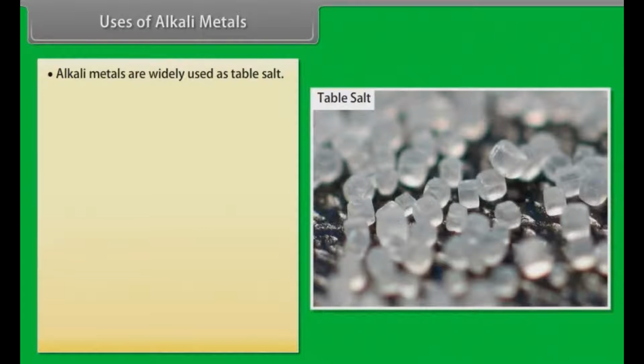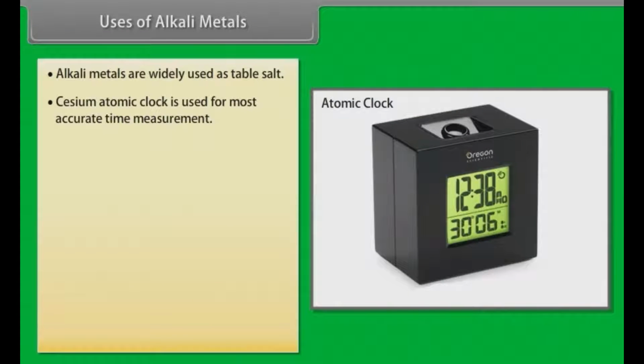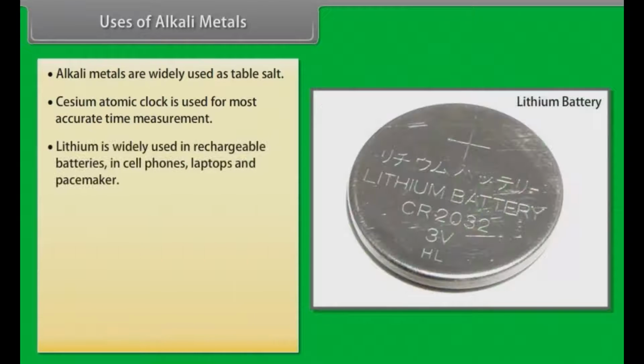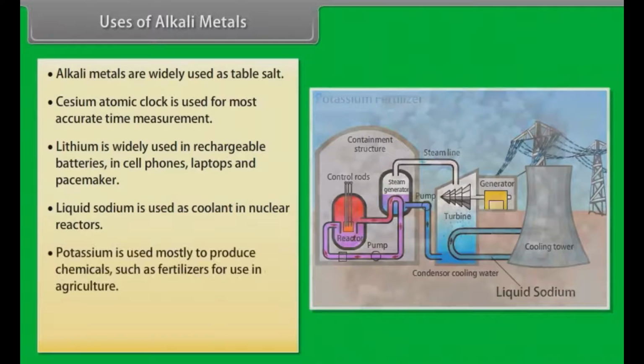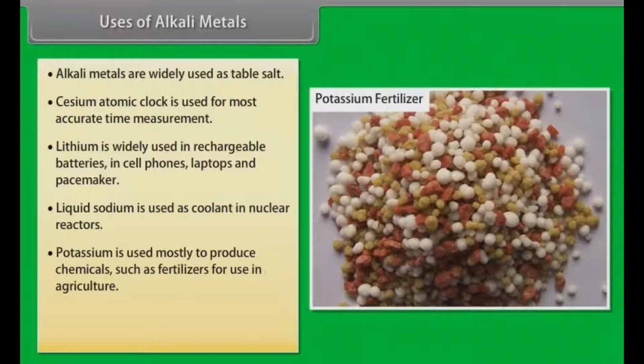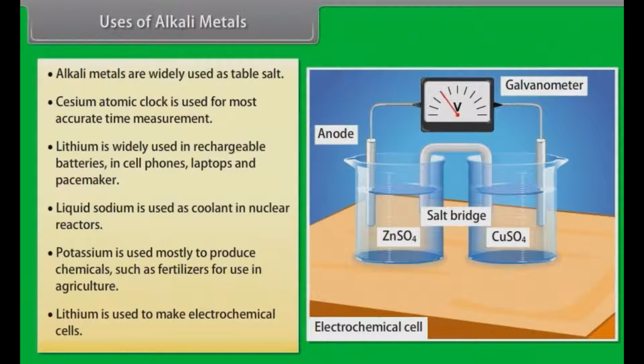Uses of alkali metals. Alkali metals are widely used as stable salts. The caesium atomic clock is used for most accurate time measurement. Lithium is widely used in rechargeable batteries, in cell phones, laptops and pacemakers. Liquid sodium is used as a coolant in nuclear reactors. Potassium is used mostly to produce chemicals such as fertilizers for use in agriculture. Lithium is used to make electrochemical cells.